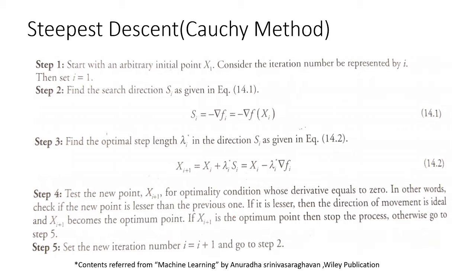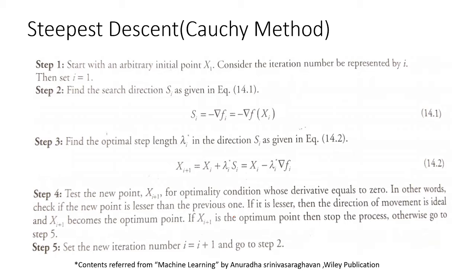And the third point: once we find the optimal search direction, then in the third step we need to find the optimal step length. This is again in terms of distance, which is lambda I in the direction of Si. Si is the direction in which we are supposed to move. Once we find the direction, we try to find the step length we are supposed to move, which is represented in terms of lambda I.